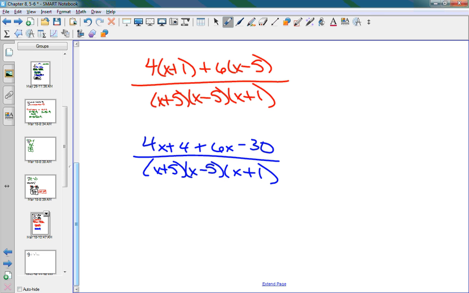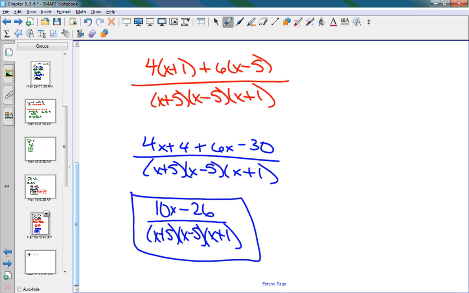What's 4x plus 6x? 10x. 4 minus 30 gives me negative 26, all over this jump. Now, if I pull out a GCF of a 2, is that going to matter? No. So this is my answer. Now, do I have any domain restrictions? Very good. You have evens to do.